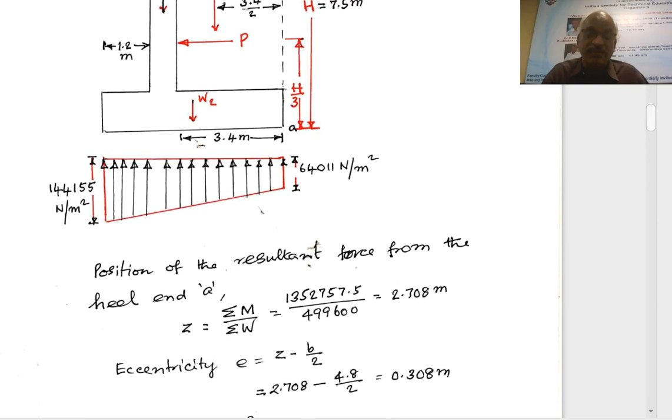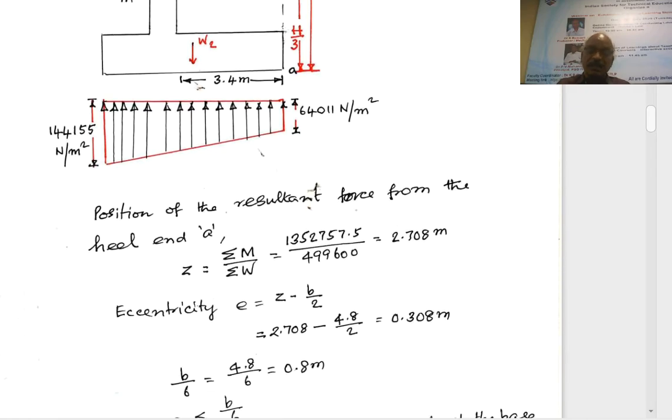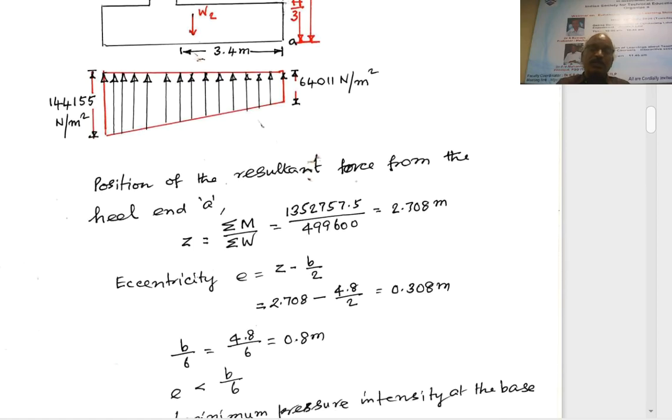So we will check the eccentricity. Z gives the position of the resultant from A. That is at a distance of 2.708 meters. So eccentricity is, by what distance it is from the center of the base, E equal to Z minus B by 2. 2.708 minus 4.8 by 2 equal to 0.308 meters. Now we have to check whether the value of E is less than B by 6 or more than B by 6. So B by 6 is 4.8 by 6 equal to 0.8 meters. Our E is 0.308. Therefore, E is less than B by 6.